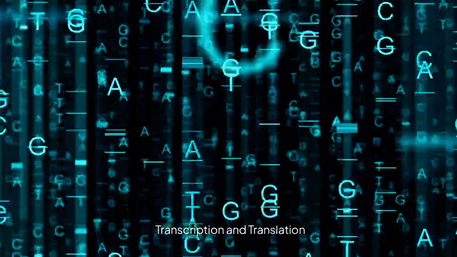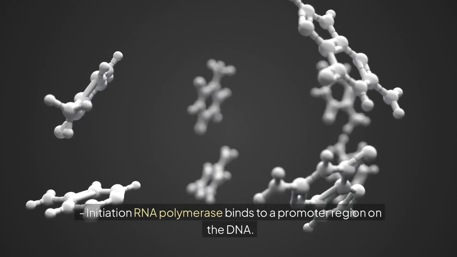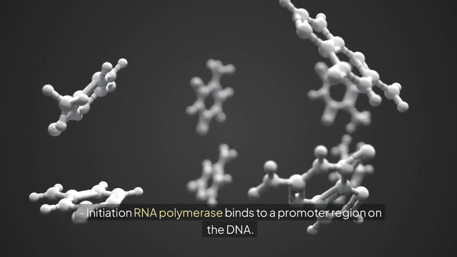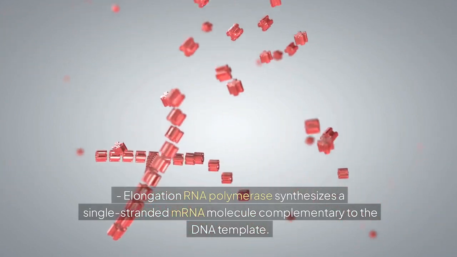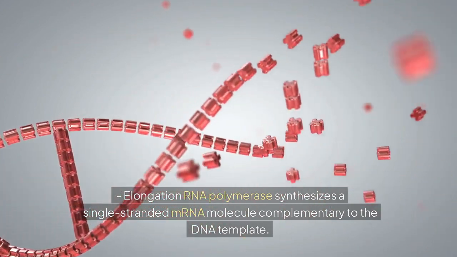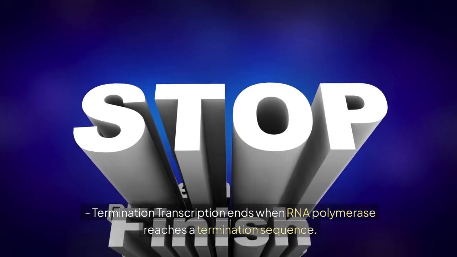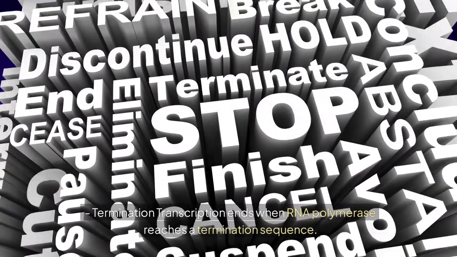Transcription and translation. Transcription. Initiation. RNA polymerase binds to a promoter region on the DNA. Elongation. RNA polymerase synthesizes a single-stranded mRNA molecule complementary to the DNA template. Termination. Transcription ends when RNA polymerase reaches a termination sequence.